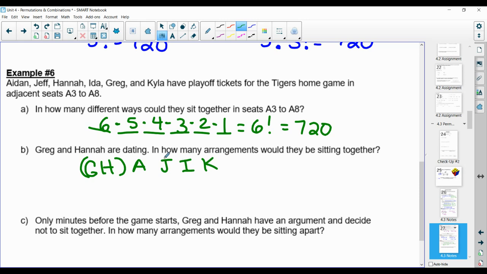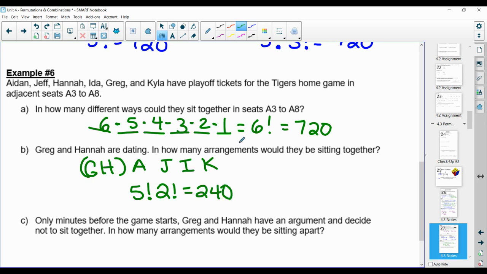We'd have 1, 2, 3, 4, 5 factorial ways. And then we can either have Greg and Hannah or Hannah and Greg. So there's 2 factorial ways for them to arrange themselves within their own group. And so that leaves us with 240 ways.